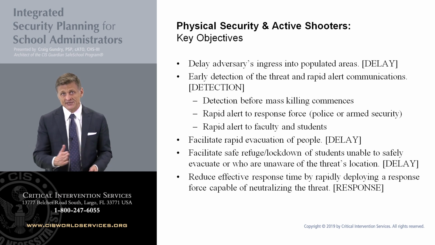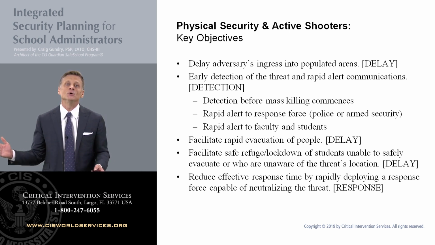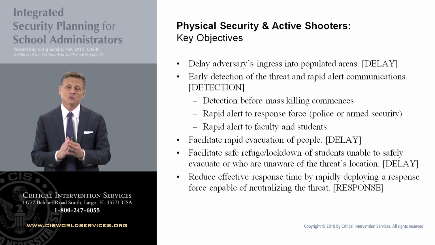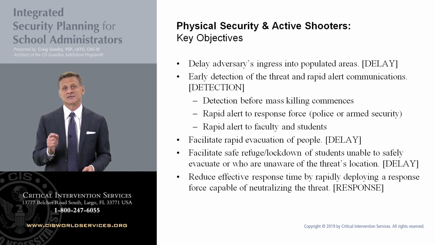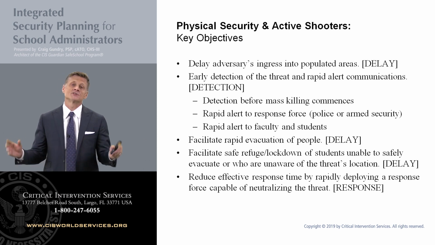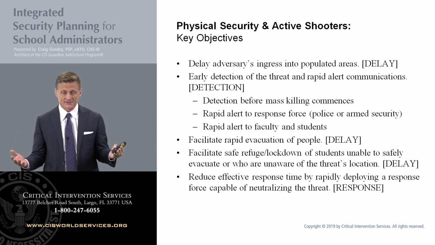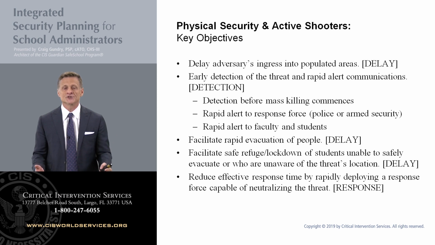Then we also want to consider measures to facilitate the rapid egress or escape of people from the hostile environment, those that are unable to actually take refuge inside of a safe classroom or activity room or some other location. That also, in essence, is a form of delay. It allows them to put distance between themselves and the adversary, and then reduce the effective response time by rapidly deploying a response force capable of neutralizing the threat. And that addresses the response function of our physical protection system. So if the circumstances permit having an on-site response force, that will have one of the largest impacts in improving the overall performance of our physical security system.